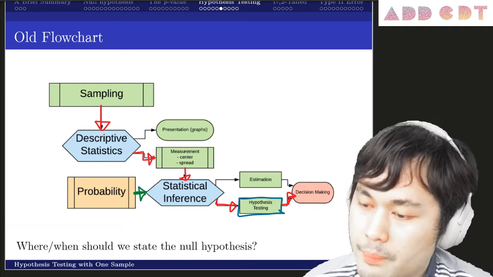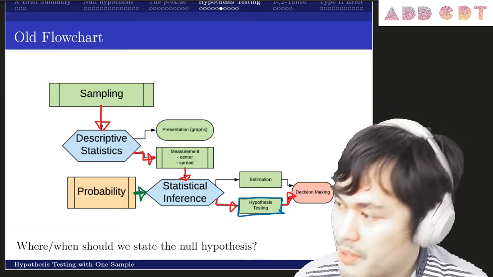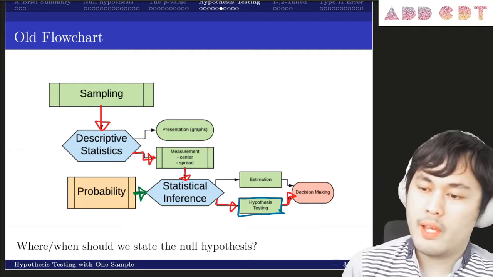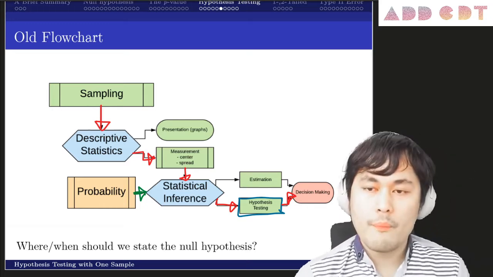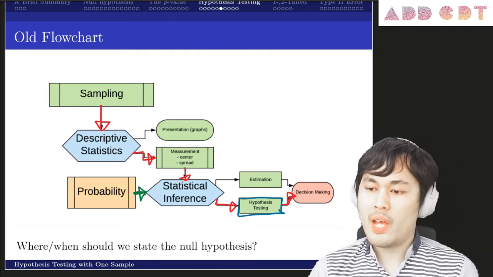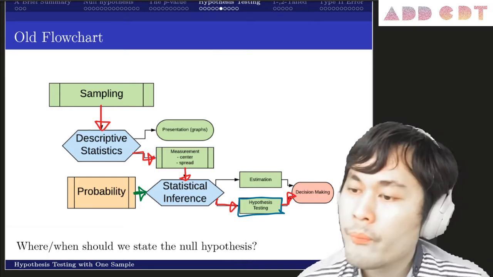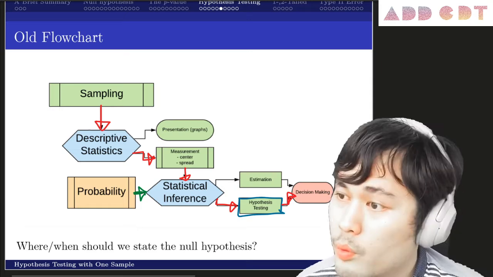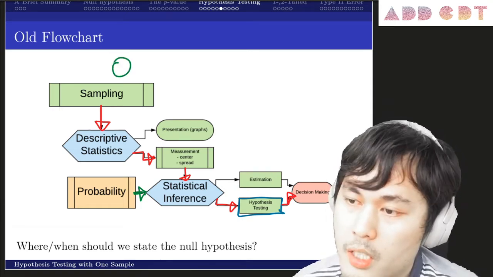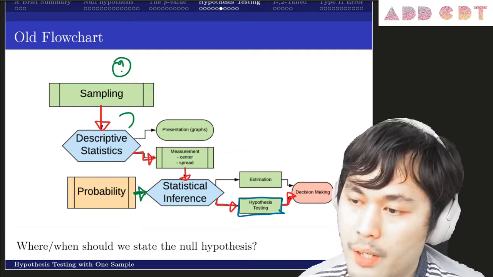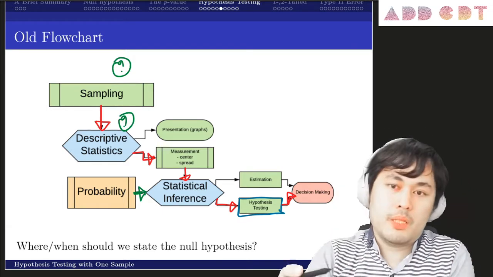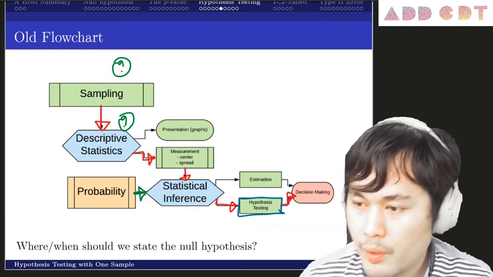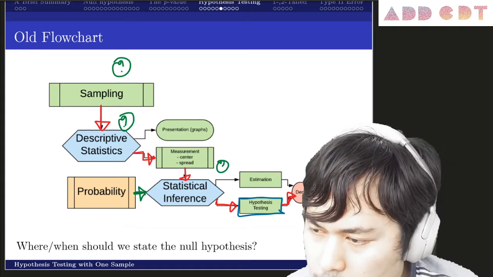But there's one thing. There's something missing from the graph, right? And we'll see in a moment. But let's take a guess: where or when should we state the null hypothesis? Should we do it before we get a sample, or after we get the sample? Maybe we want to look at the sample and look at the numbers and then set up the hypothesis however we want to, or do we do it here?